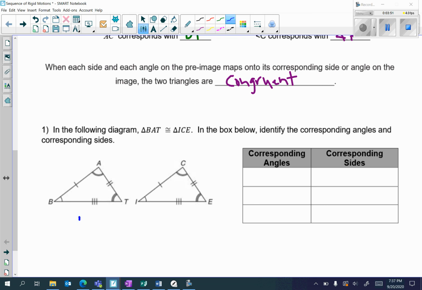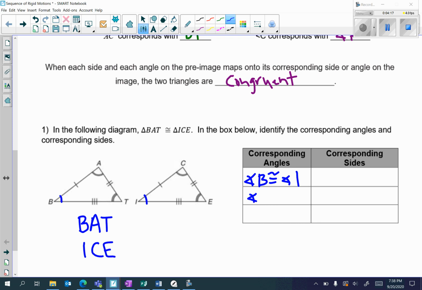So I'm going to write and line up my letters BAT and ICE. Let's first do the angles. So angle B corresponds to angle I. They're right underneath each other. So angle B is congruent to angle I. Notice that there's one congruence mark for that angle in those two angles.